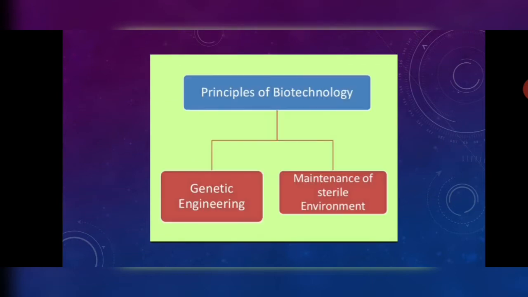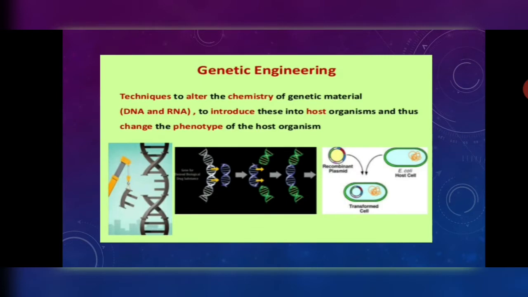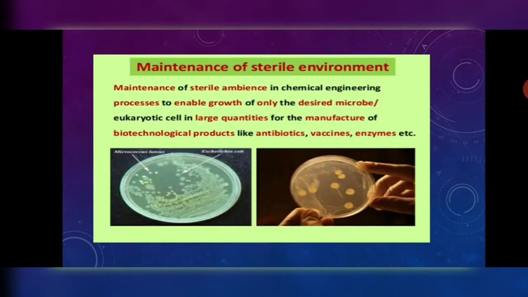The two basic principles that are implied in biotechnology are genetic engineering and the maintenance of a sterile environment. What do you mean by genetic engineering? Genetic engineering is a technique by which we alter the genetic material, the chemistry of the genetic material, that is DNA or RNA, to introduce that into the host organism and thus change the phenotypic expression, that means to change the physical appearance or the expression of that particular organism.